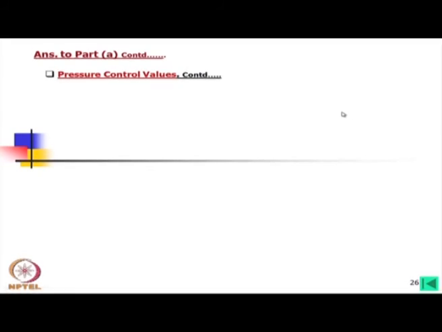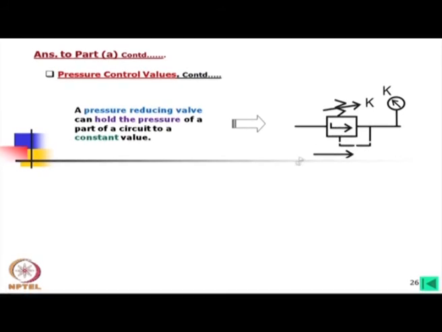Pressure control valve, we are continuing with this. The pressure reducing valve can hold the pressure of a part of a circuit to a constant value. Now, as you see, this looks more or less the same, but this is basically a pressure reducing valve. This reduces the pressure, but keep in mind that on the upstream side there is a relief valve, without that this will not work.